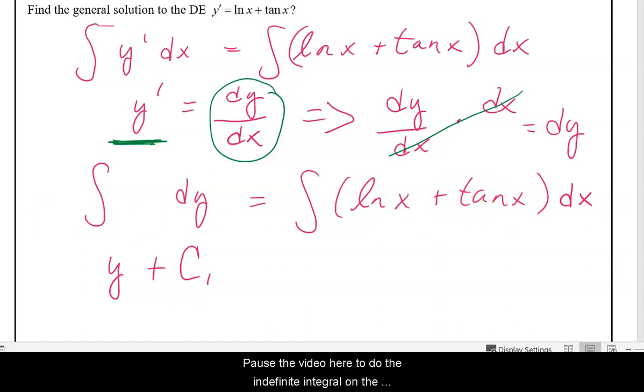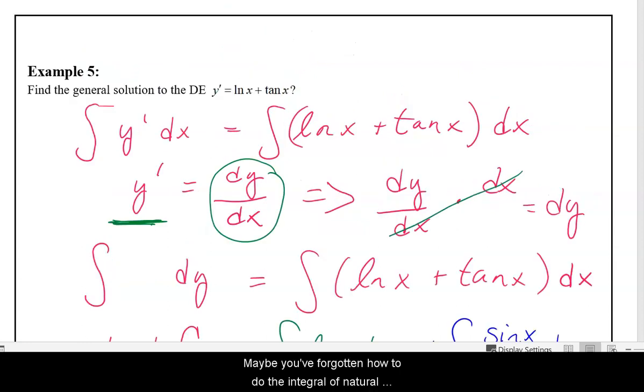Pause the video here, do the indefinite integral on the right-hand side, then turn the video back on to compare your answer to mine. Maybe you've forgotten how to do the integral of natural log of x, but you will need integration by parts. Let's go through it briefly. You may want to have your finger near the pause button in case you need to stop me and check your answer with mine.